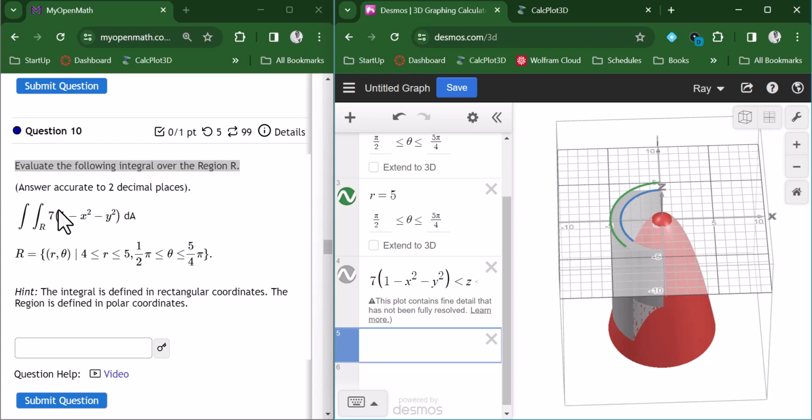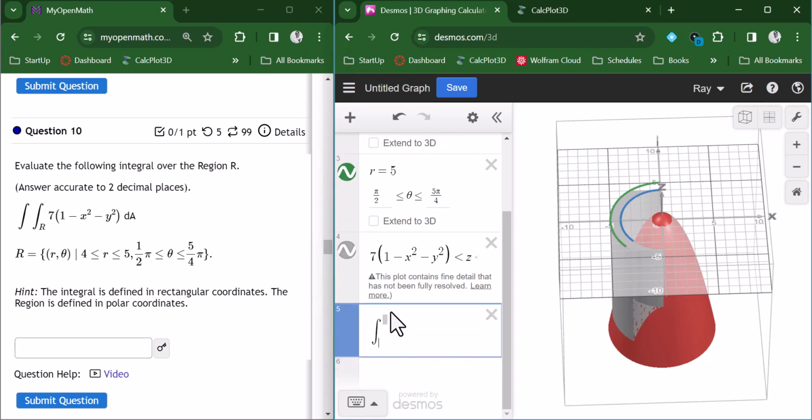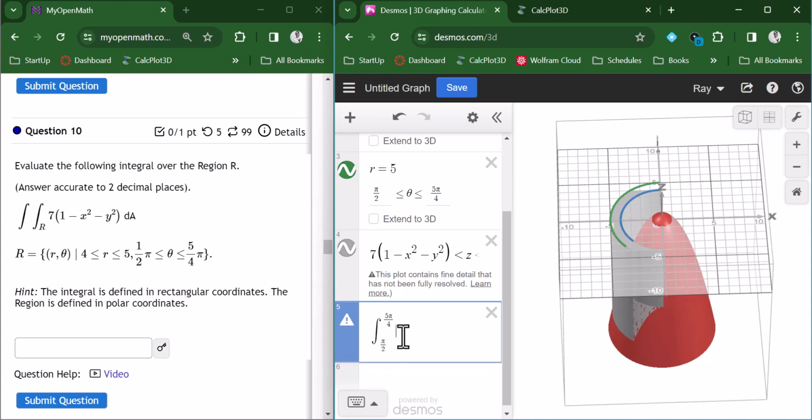Okay, so that's what we have, and we just have to set up this integral. Notice that the integral is in Cartesian coordinates, but the limits are in polar coordinates, so we might as well go all the way to polar coordinates. We usually want the outer integral to be theta when we're going to polar coordinates. So we integrate with lower limit pi over 2 and upper limit 5 pi over 4. And then inside, we do another integral from 4 to 5.